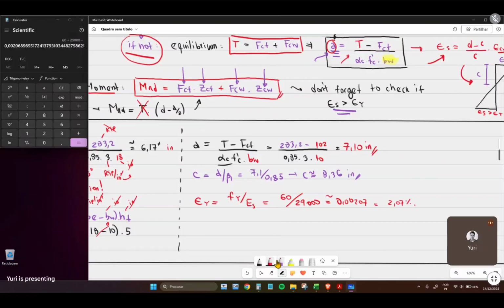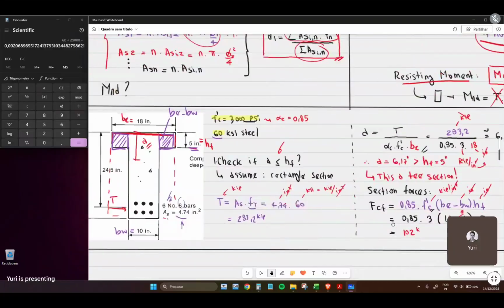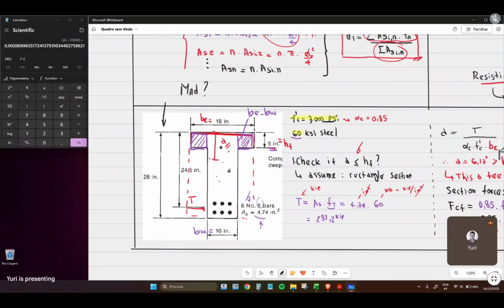And here, for the reinforcing steel, we have this equation: (d minus c) divided by c times epsilon cu. So the ultimate strain of concrete is usually 0.003, which is about 3 over 1,000. Calculating this, we have d. In this case, d, the exercise gave us already. As you can see here, it is 24.5 inches.